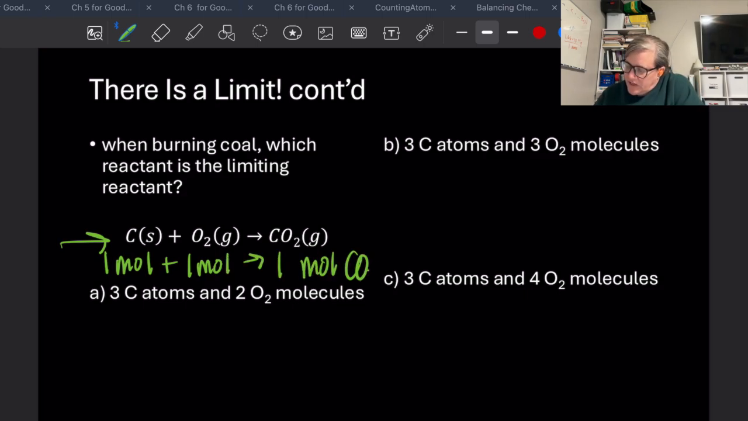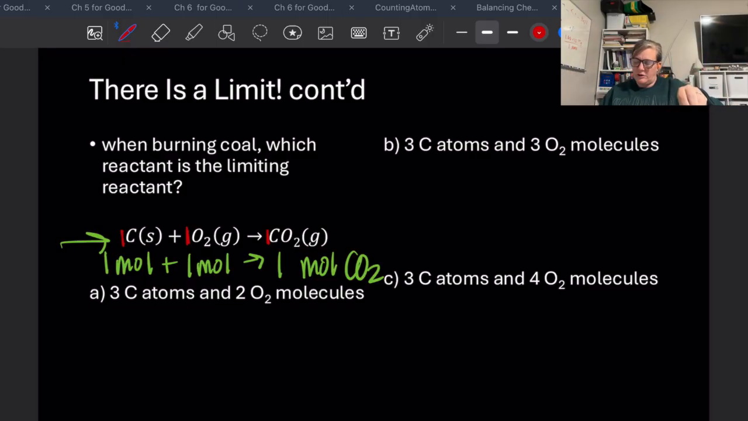So looking at question A, if we have 3 carbon atoms and 2 oxygen molecules. Remember that these numbers in front of our chemical equations, the 1 and the 1 and the 1, can represent moles or molecules or atoms. So we could also say 1 carbon atom reacts with 1 oxygen molecule, because remember it's O2, a homonuclear diatomic, to yield 1 carbon dioxide molecule. So it's a 1-to-1-to-1 ratio.